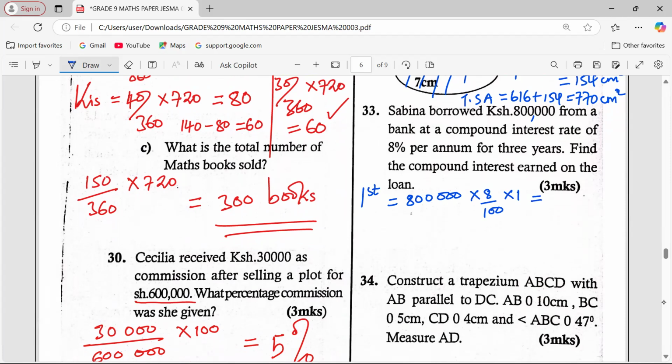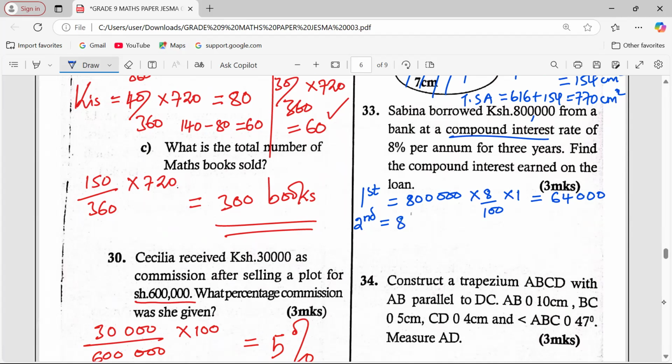And this is going to give us 64,000. That is the interest earned. But now in the second year, the principal now changed. When we take 800,000, we are supposed to add the 64,000. So that now the interest in the first year plus the original principal, now they are combined so that they may earn interest together because of compound interest.